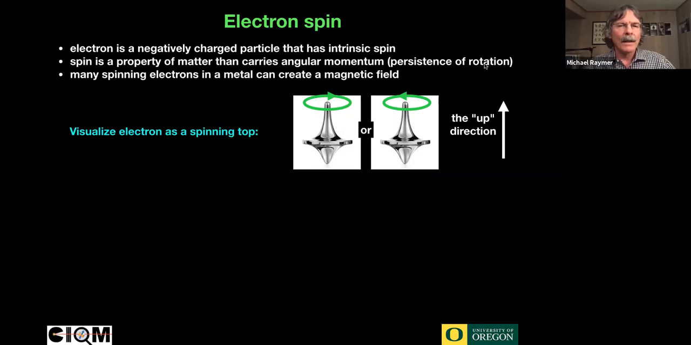Now, if you have many spinning electrons in a metal, you can create a magnetic field. The metal becomes a magnet. So what that means is that each little spinning electron itself creates a tiny magnetic field around it. And if you have a billion spinning electrons all with the same orientation, they create a macroscopic magnetic field, which you can use to pick up metal objects with. Okay, I think most people know these properties of electrons.